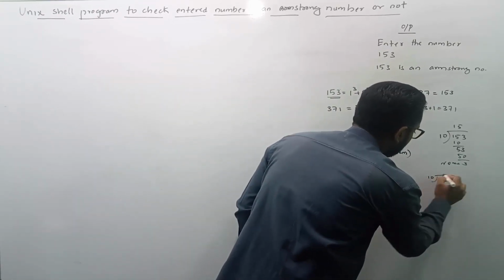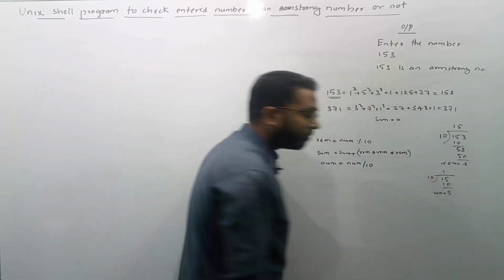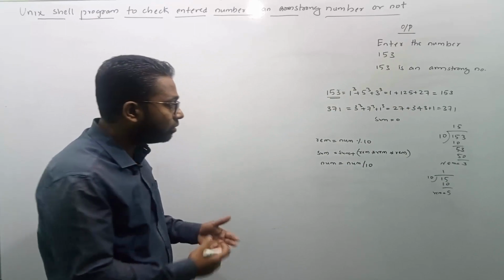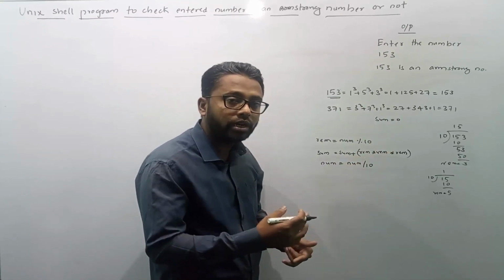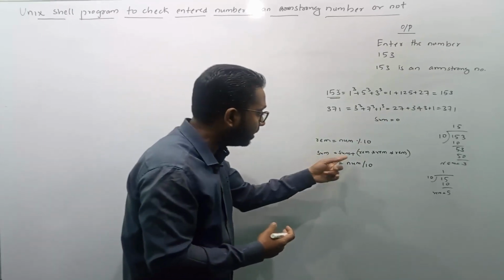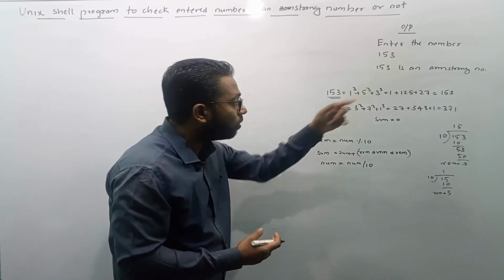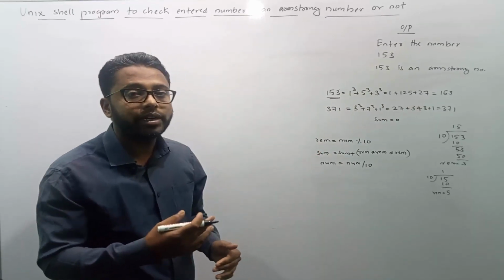15, and I will get 5 as a remainder here. Okay, I need to do the same thing here also in the second step. 5 into 5 into 5, I will get 125, and what is the last value of sum? 27. I need to add 27 with 125 and I will get 152. Now the sum will have the value 152.